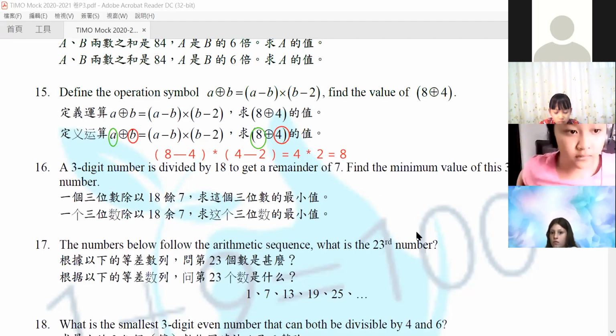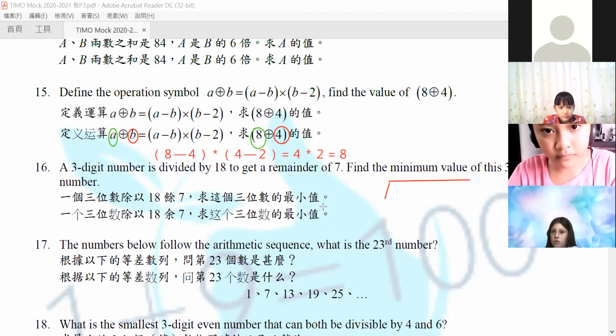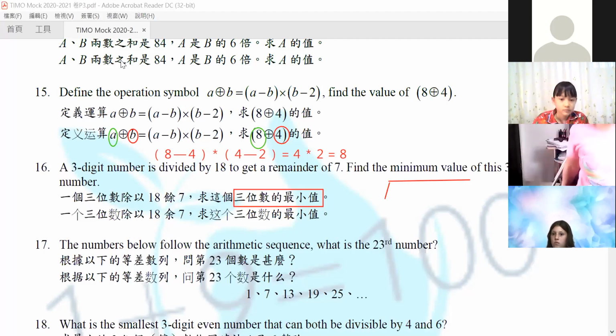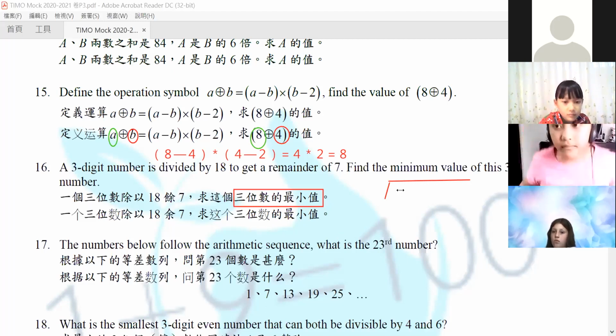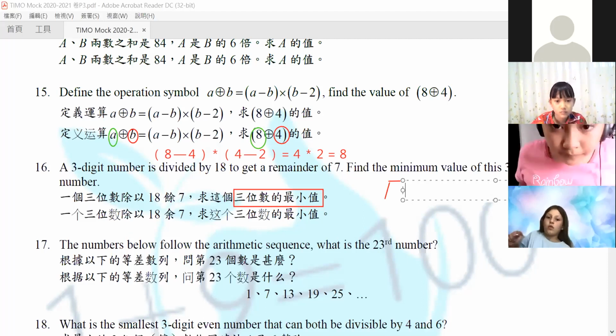Now, in order to know, let us ask the following question. What is the smallest three-digit number? We know that the smallest three-digit number is equal to 100, right?